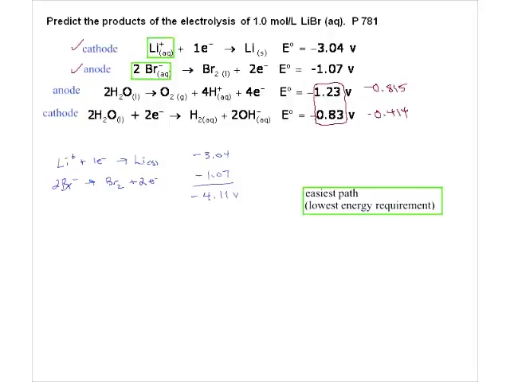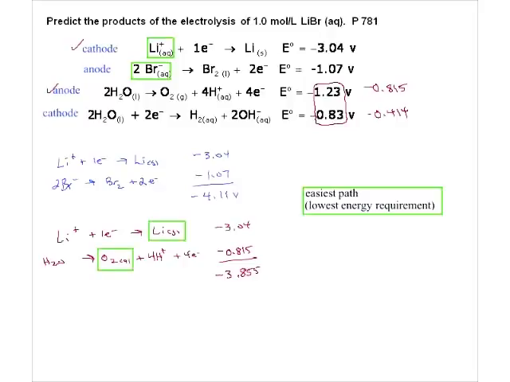What I'm going to do now is look at another situation where we take lithium as the cathode, but this time take water as the anode. When I do this calculation, lo and behold, using the non-standard values, because we're dealing with pure water here, we get a negative 3.855. Hey, that's easier than that. So before this is going to happen, we're going to see this. So in this particular reaction, we may see the production of lithium metal, and we'll probably get the production of oxygen gas. In the example up top, we would have gotten lithium metal and bromine. But we're not going to see the bromine because it's easier to get oxygen.